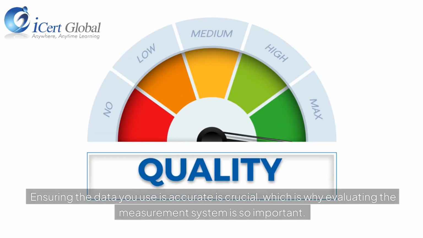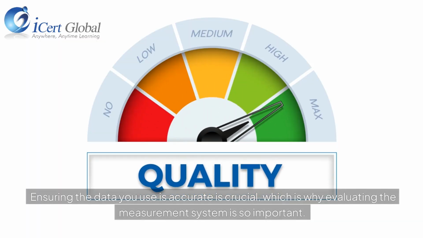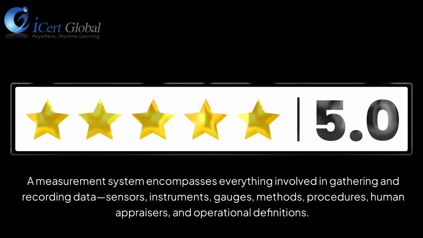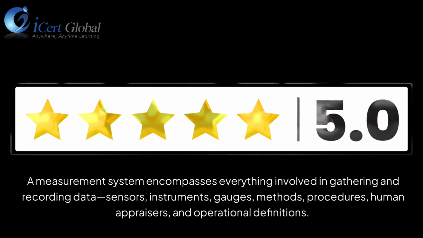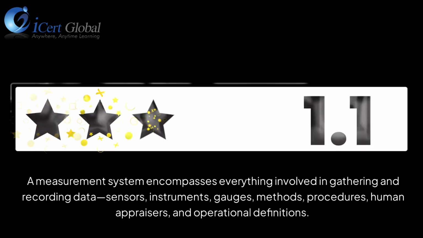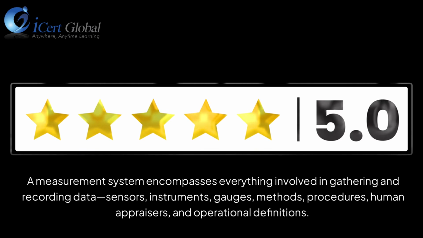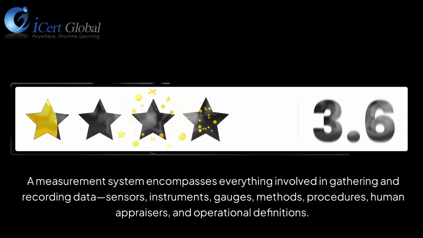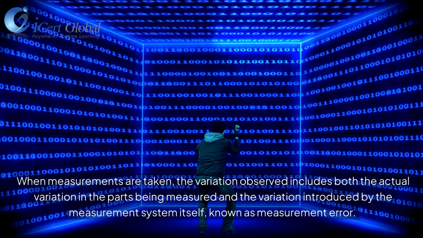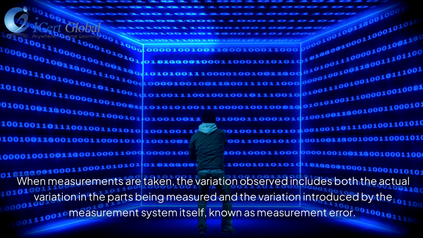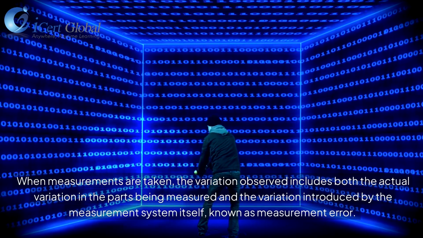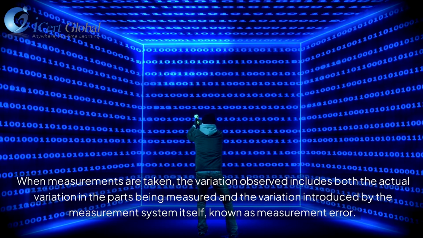Ensuring the data you use is accurate is crucial, which is why evaluating the measurement system is so important. A measurement system encompasses everything involved in gathering and recording data: sensors, instruments, gauges, methods, procedures, human appraisers, and operational definitions. When measurements are taken, the variation observed includes both the actual variation in the parts being measured and the variation introduced by the measurement system itself, known as measurement error.